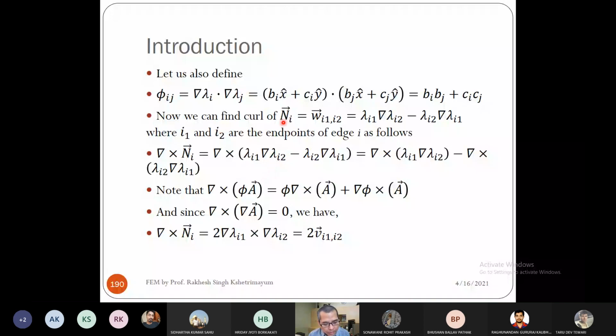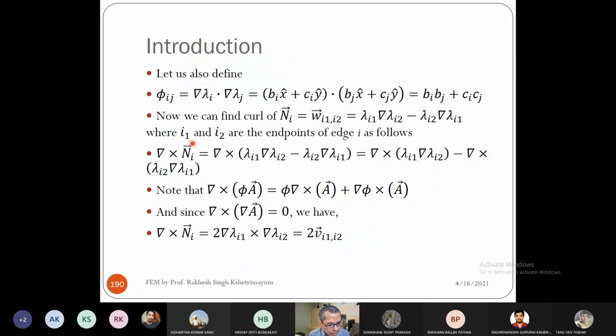Just recall the vector element Ni. Ni was defined as the vector basis function W i1 i2, where i1 and i2 are the endpoints of an edge. You consider one edge with endpoints i1 and i2. The basis vector function for that is defined something like this. We have considered only first order approximation and neglected higher order approximation. It will simply be lambda i1 gradient of lambda i2 minus lambda i2 gradient of lambda i1. This is how I defined the vector basis function in the last class.